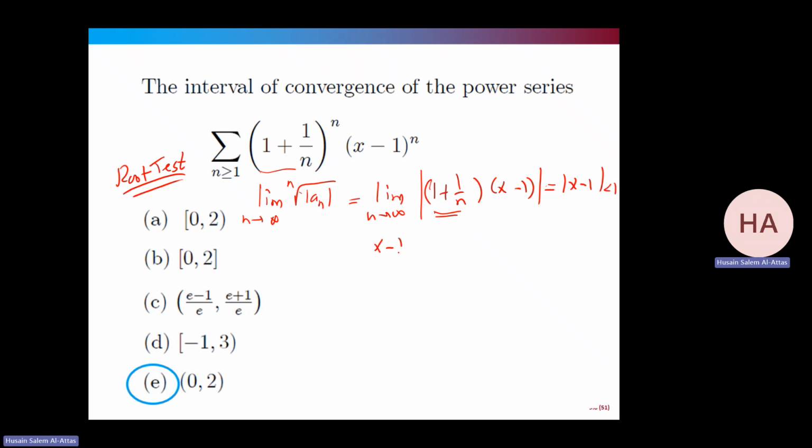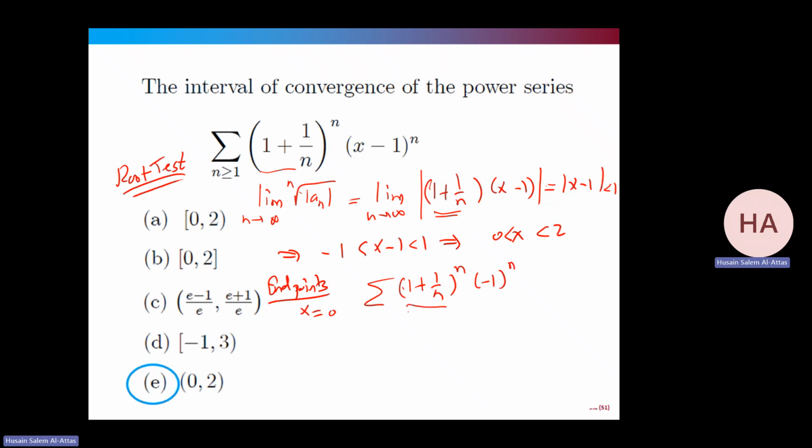So I have x minus 1 between minus 1 and 1. So I have x between 0 and 2. Okay, endpoints. So I have the summation, with x equals 0: 1 plus 1 over n, to the power n, times minus 1 to the power n.